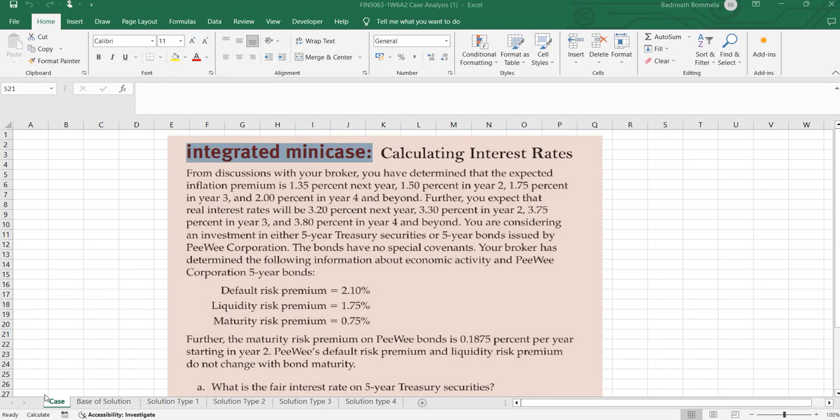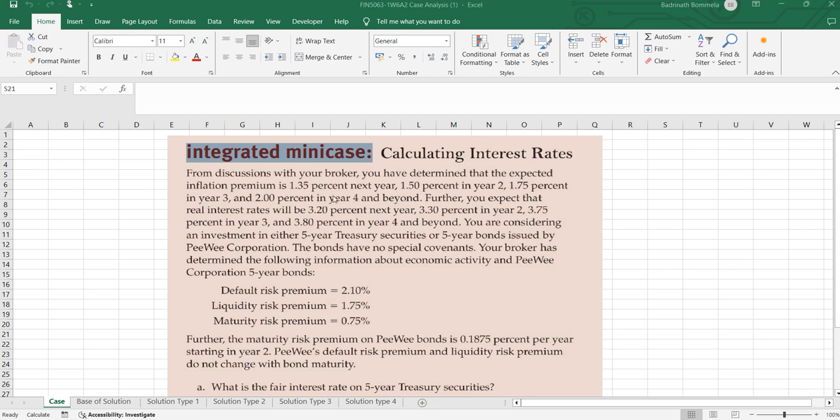Hello everyone. In this video, I will be briefing you about the FIN5063-1W6A2 case analysis. As a part of this report writing, we will be addressing an integrated mini case study related to calculating interest rates. Based on the case study, the company has two different options.